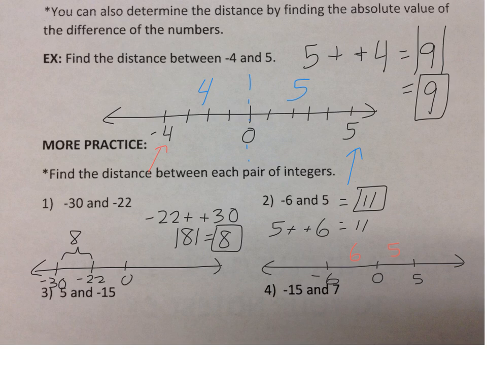So again, I'm going to start with the number line. So I have 5 here, and I have negative 15 here. So I know that from negative 15 to 0, there's 15 units, and from 0 to 5, there's 5 units, so that's going to give me a total of 20 units.